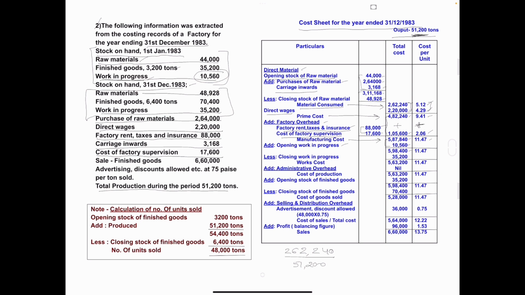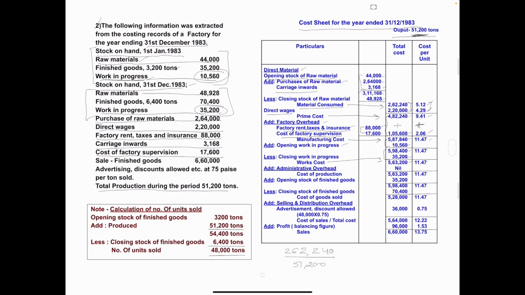Less closing work in progress. See in the problem, closing work in progress amount is 35,200. Minus 35,200 from 5,98,400. Answer is 5,63,200. This is called works cost.